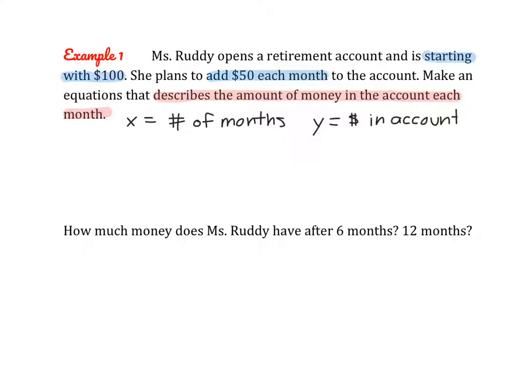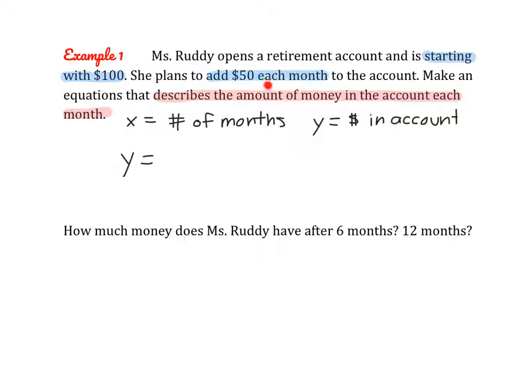So we just finished the D in DESC. We defined X and Y. We defined our variables. Now the E in DESC tells us to make an equation. So we know we're going to use y = mx + b. Now let's think about what our m value is. So remember, m is how much something is changing. So here I see, oh, we're adding $50 each month.